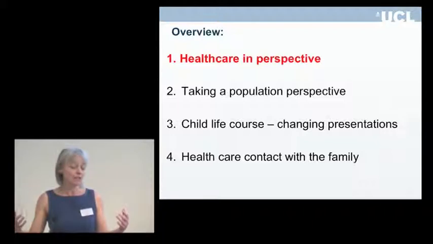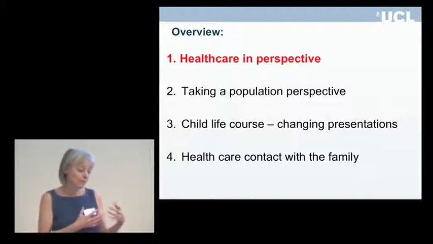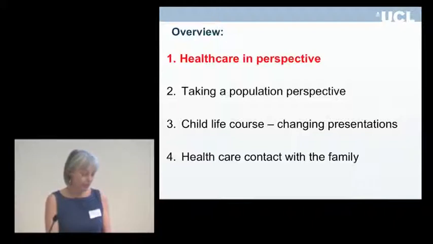Thirdly, I'm going to give some examples of how we need to recognise the change in presentations of child maltreatment and its consequences across the life course, and how those individuals present to services, particularly as they get older. And fourthly, I'm going to take a look at how we can look at health services for the whole family, and how through those we might be dealing with some of the problems both in parents and the children to take a therapeutic approach.